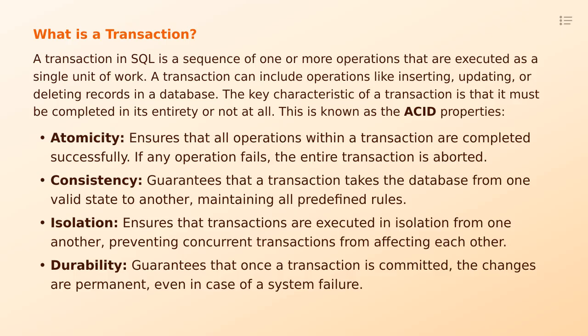First, atomicity ensures that all operations within a transaction are completed successfully. If any operation fails, the entire transaction is aborted. Also, consistency guarantees that a transaction takes the database from one valid state to another, maintaining all predefined rules. Also, isolation ensures that transactions are executed in isolation from one another, preventing concurrent transactions from affecting each other. Finally, durability guarantees that once a transaction is committed, the changes are permanent, even in case of a system failure.